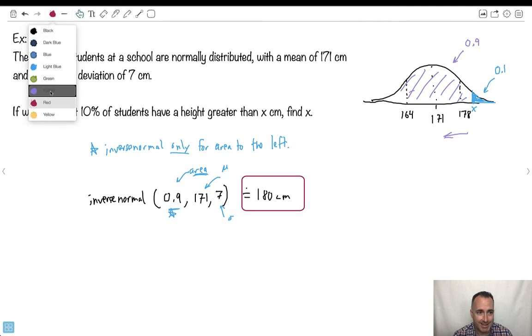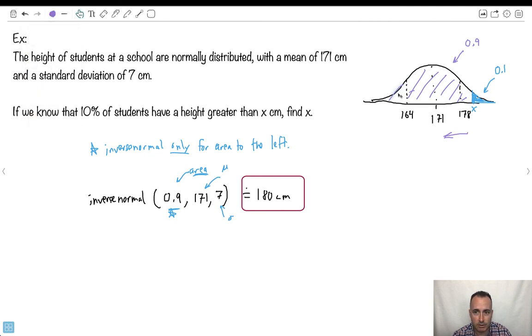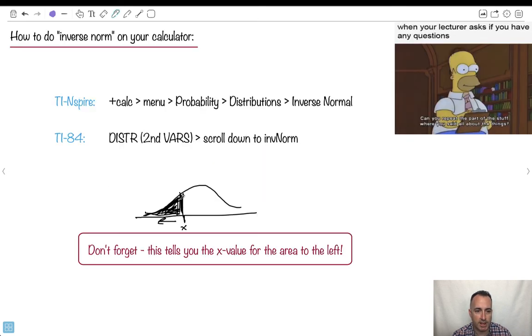But I think it's a safe idea to always use the fact that inverse normal only uses areas to the left, which means if you're given an area to the right, you have to think about what the area to the left is. So if this was 0.1, that became 0.9, and so on. If this was 0.6, then this would be 0.4, and I'd have to put that in there. Now, if we're given an area to the left, it would be no problem. We can just put in the value. It's only the area to the left.